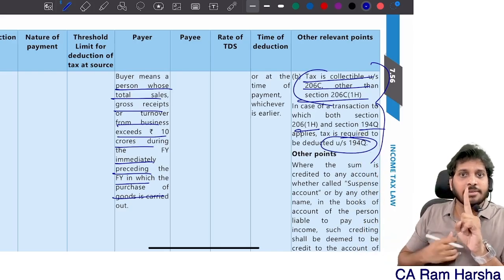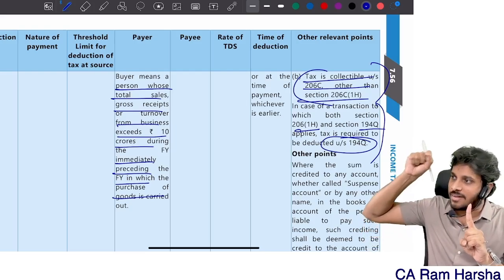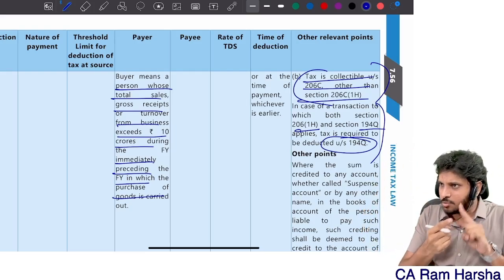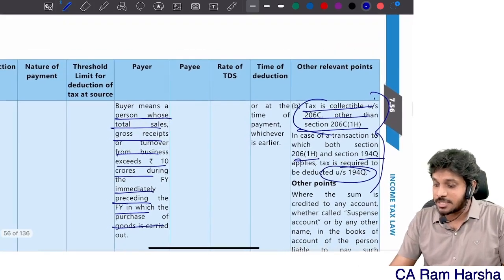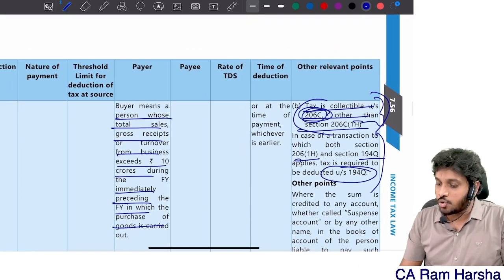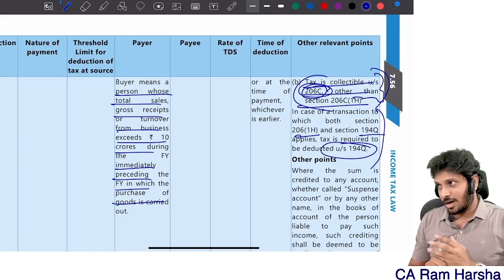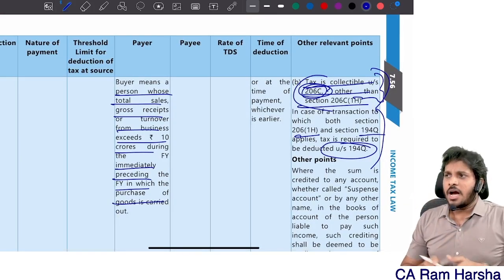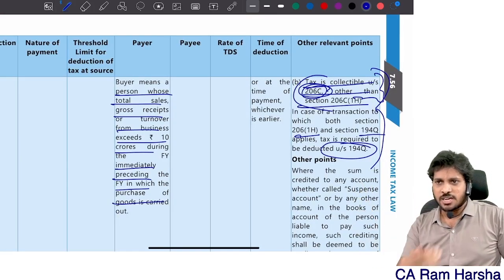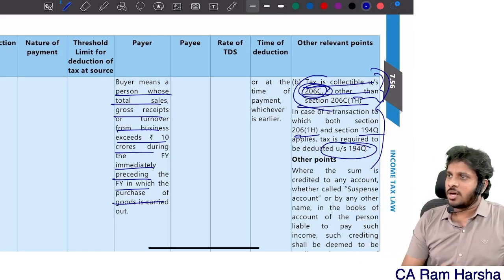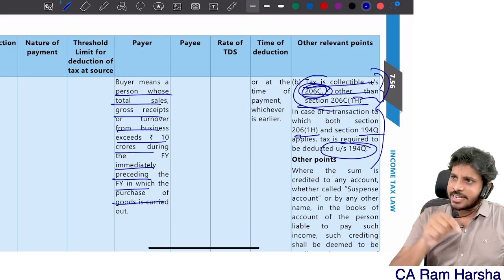194Q has an overriding power only for TCS, which provision? 1H. Whereas for remaining provisions of TCS, does 194Q have an overriding power? No, because the exception says if tax is collectible under 206C or if tax is deductible under other provisions of the law. Are you clear? For example, I am a buyer of goods. I am purchasing a new car from a dealer. I went to a dealer, I purchased a car for 1 crore. More than 50 lakhs. Should I deduct TDS?